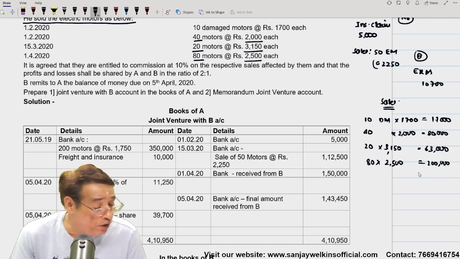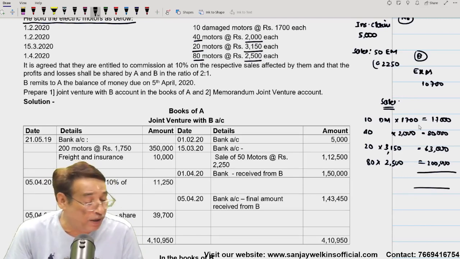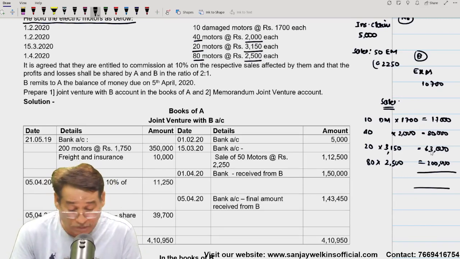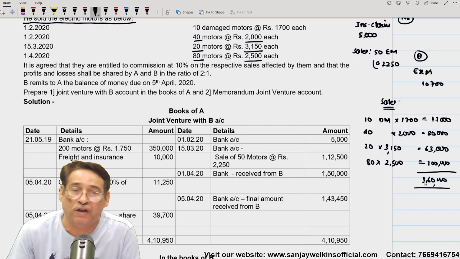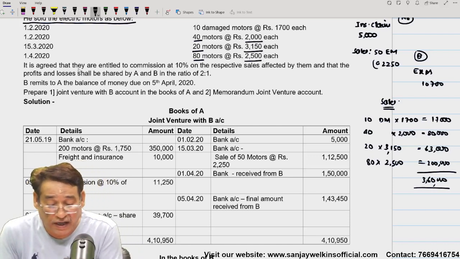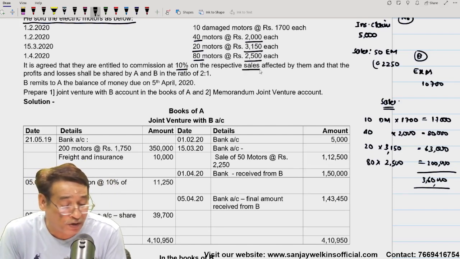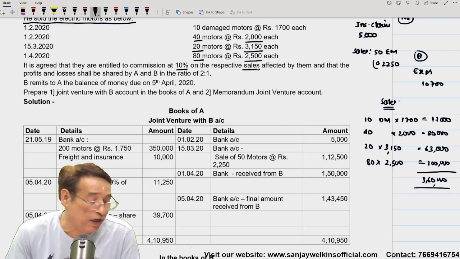So if I am going to add, I will get the total sales made by B. So that is 2 lakh plus 63,000 plus 80,000 plus 17,000. So total sales is equal to 3,60,000. Is it clear to you? Total sales of B. Further, it is given, it is agreed that they are entitled to commission at the rate of 10% on respective sales. Both these co-venturers are entitled to 10% commission.